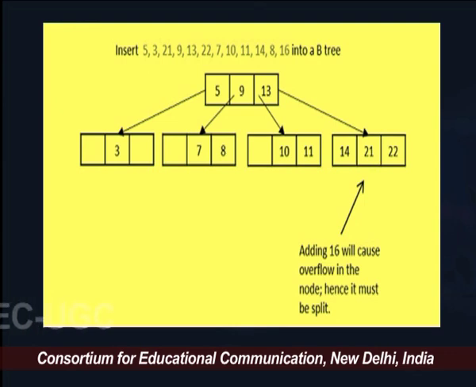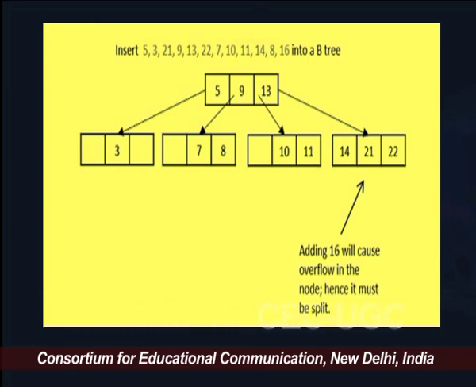So, for example, we have taken the 9 up. Now the root node is 5, 9, 13. On the left of 5 we have 3. On the left of 9 we have 7, and 8 is added in the next step. Then on the left of 13 we have 10 and 11, and on the right of 13 we have 21 and 22.